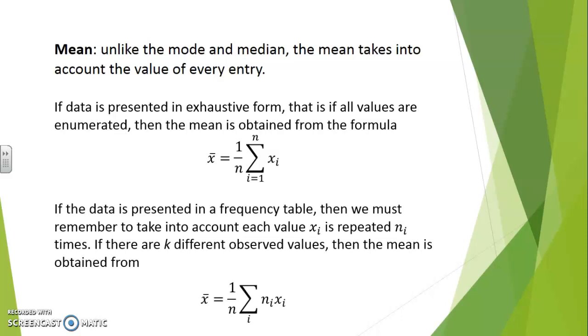If the data is presented in a frequency table, then we may also have to remember to take into account the repetitions. So for instance, if xi, so one of the observations, is repeated ni times, then we will have to take that into account. So now the formula becomes ni times xi, so ni repetitions of the value xi, and then you would add that for all the observations and then divide by the sample size.